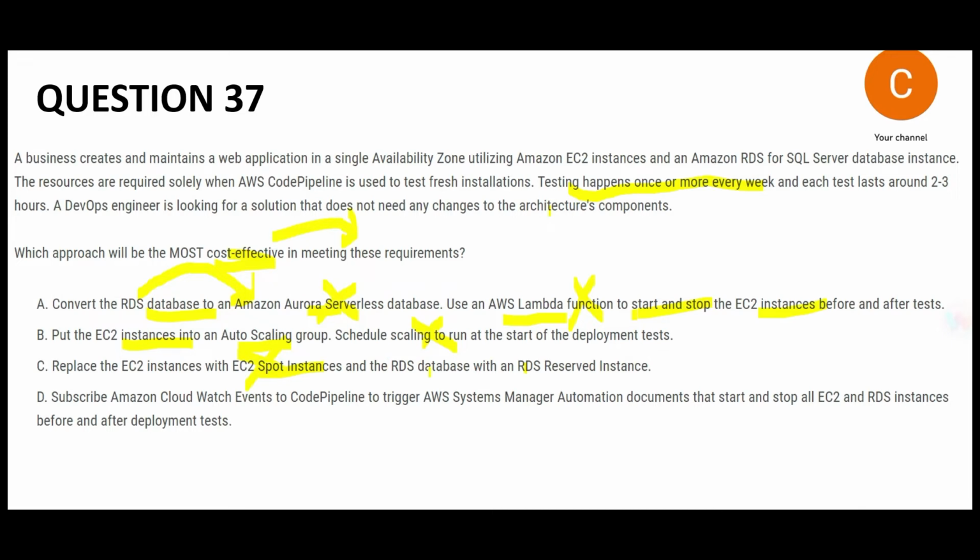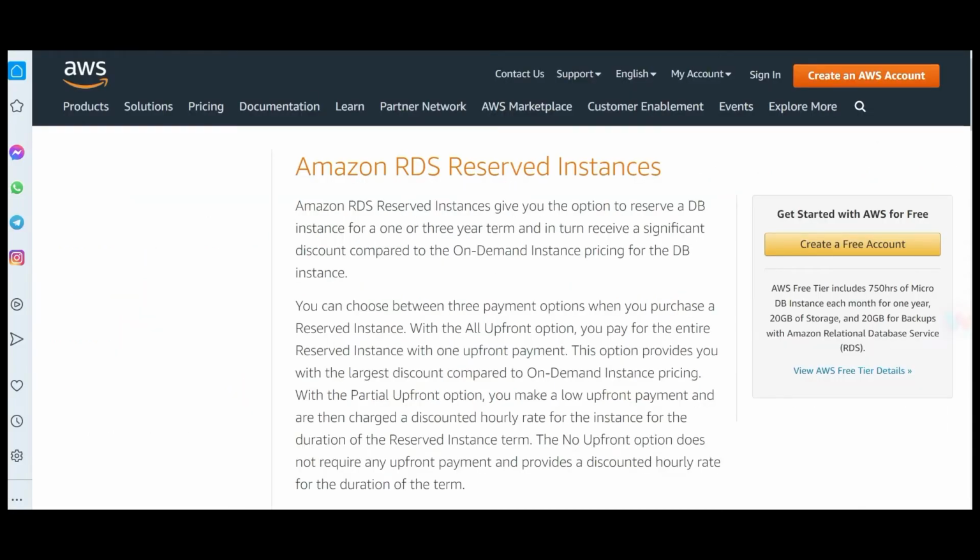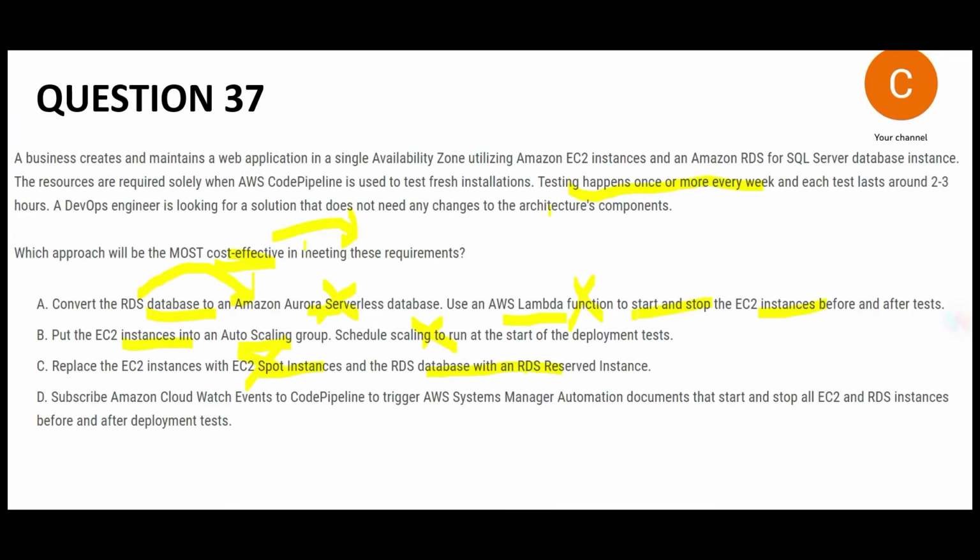Second is, it says RDS database with the RDS reserved instance. If you reserve an instance with reservations, there comes a commitment of a 1 or 3-year term. You are looking to save cost or increase cost? We are looking to save cost. Option C will increase your cost. That's why this is wrong. And we are only left with D. This is the right answer.